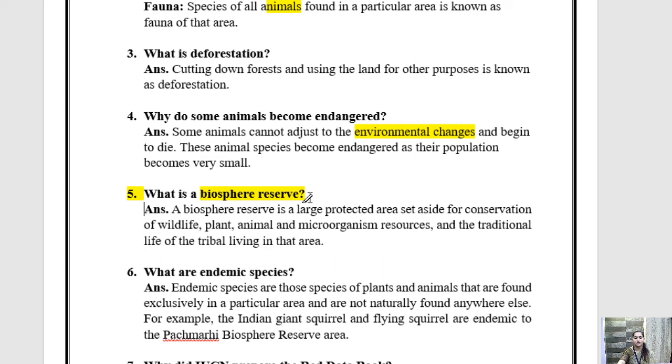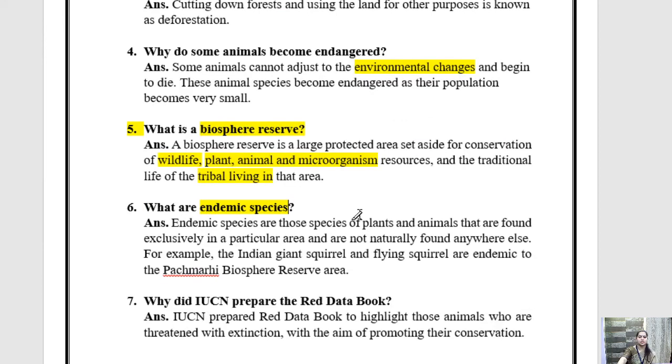All right. Now question number 6. What are endemic species? So we know what endemic species are. Plants and animals found exclusively at a particular area are known as endemic species. And there is one more thing, children. They should be found naturally.